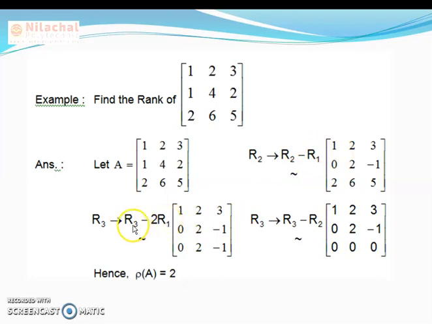Clear? Then we are writing about R3, so the previous matrix rows R1 and R2, whatever is present, you have to write again: 1, 2, 3, 0, 2, minus 1. Then start R3. 2 minus 2, you just think you are multiplying R1 by 2, then subtracting from R3. So 2 minus 2 means 0. Then 6 minus 2 into 2, that is 4. So 6 minus 4 is 2. Then 5 minus 3 into 2, that is 6. So 5 minus 6 is minus 1.